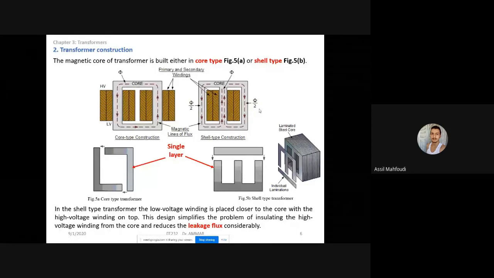Sir, what about here in the core type? Where is the secondary and the primary? Is it the same, like the primary is on the left and the secondary on the right? You are not obliged. We can choose, as this one is primary and this one is secondary. It's our choice. In the core type we can choose. The primary is the one connected to the source, and the secondary is the one connected to the load. Whatever we choose, which one is connected to the source and which one is connected to the load.